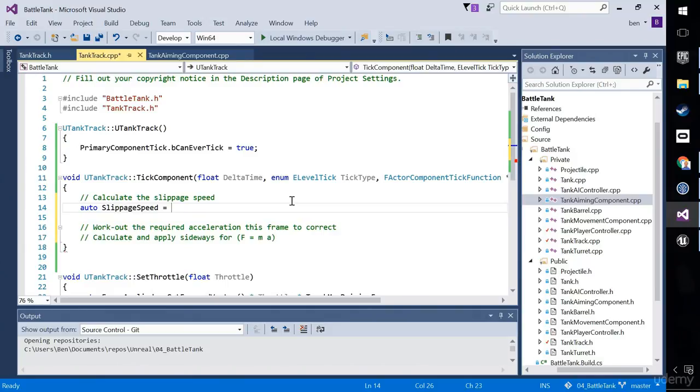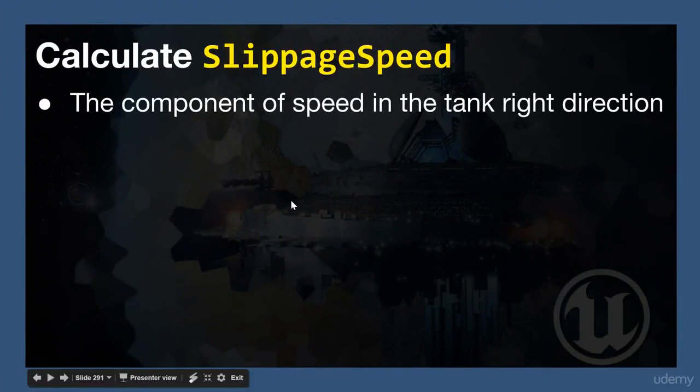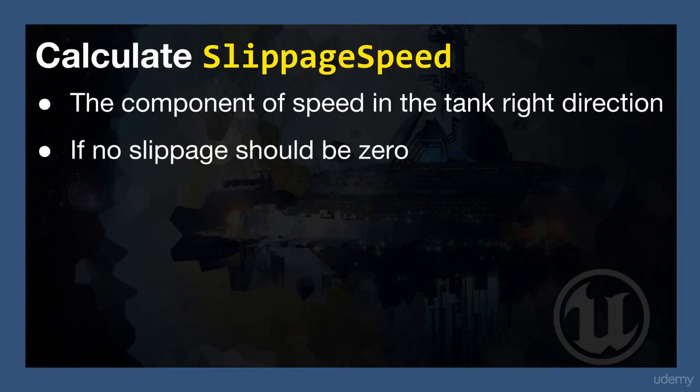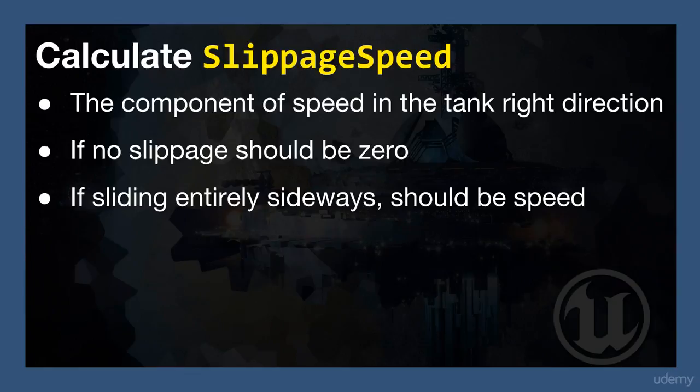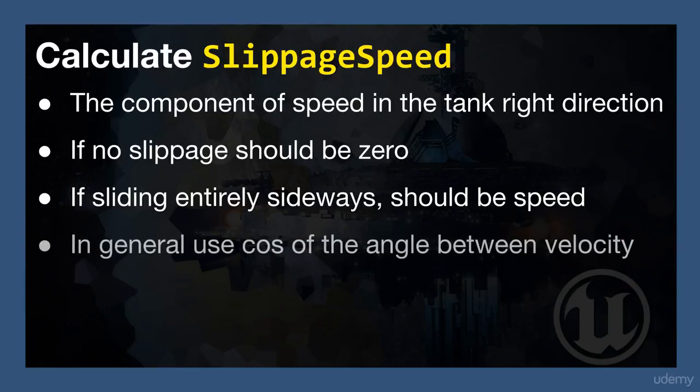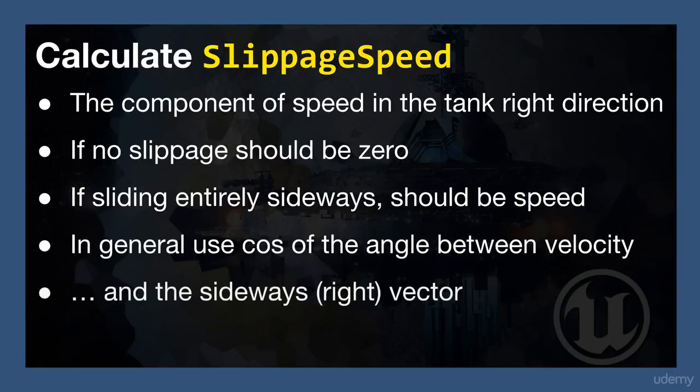Well, what is the slippage speed? Let's have a look. I'm going to challenge you to make it. It's the component of the speed in the tank right direction. We're just choosing that as a sideways direction. If there's no slippage, this should be 0. And if it's sliding entirely sideways, the slippage speed will be the same as the speed of the tank. In general, use the cosine of the angle between the velocity of the tank, whichever direction it's actually going in, and the sideways right vector. So if it is going perfectly sideways, the cosine between those two angles is 1, because the cosine of 0 is 1, and you get the full speed. If it's going forward, then the angle is 90 degrees, cosine of 90 is 0, so you get a 0.